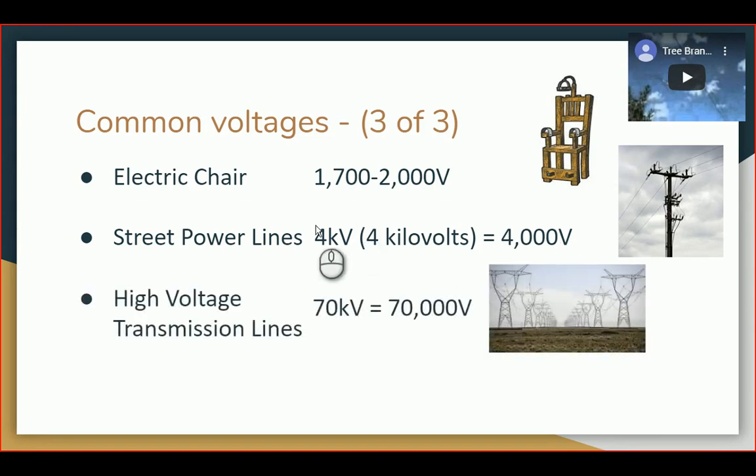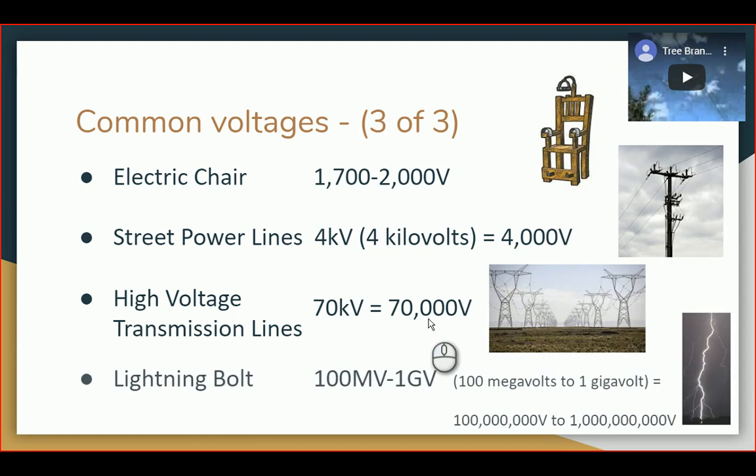Now, high voltage transmission lines, these are the ones that you see cutting through fields and woods. They're usually very, very tall, made of metal. The reason that they're so tall is because they want to keep them away from the ground as much as possible, because they don't want anything accidentally touching one of these lines. Those transmission lines are 70 kilovolts or 70,000 volts. So you have to be very specialized in order to work on any of these.